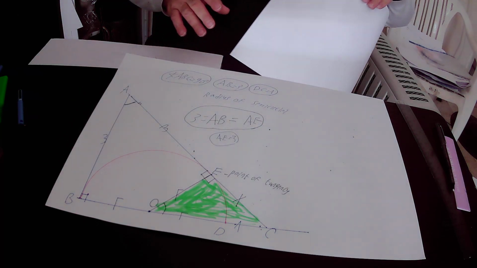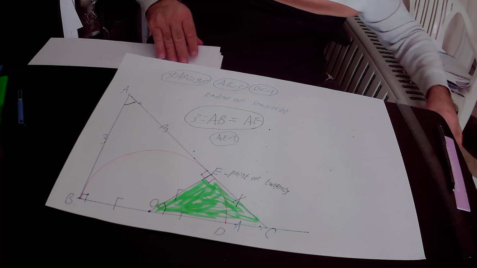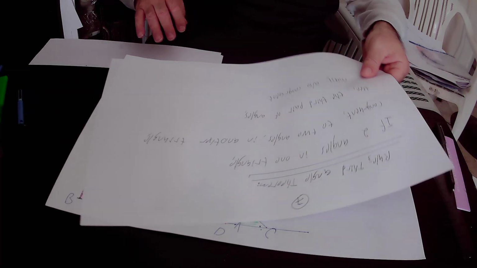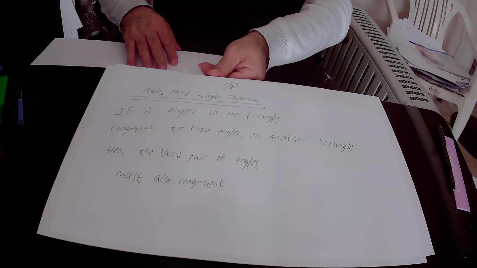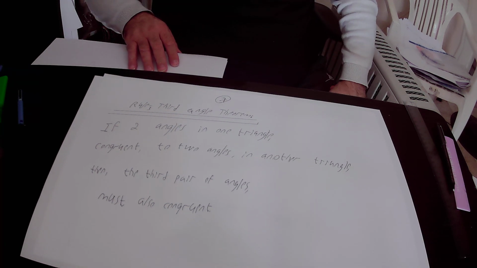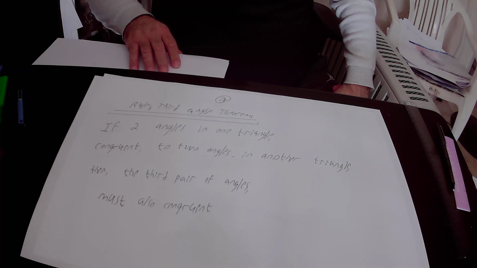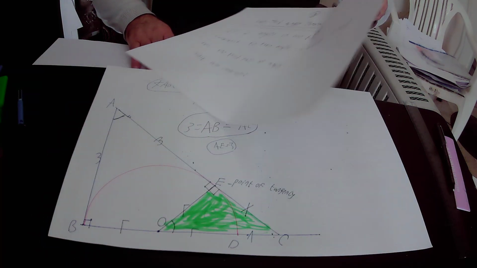Okay, so what is the third angle theorem, rule number 3? Rule number 3, the third angle theorem, states that if two angles in one triangle are congruent to two angles in another triangle, then the third pair of angles must also be congruent.